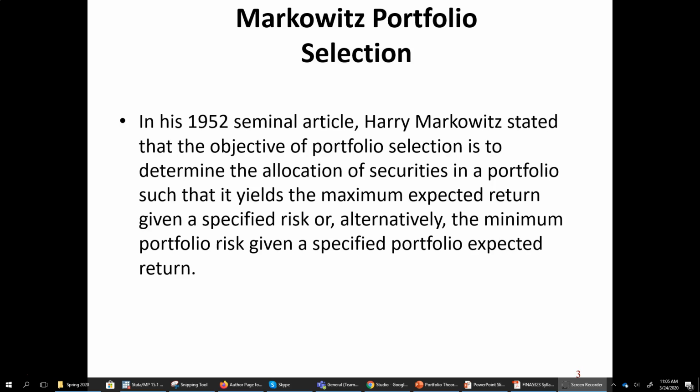Nobel Prize-winning economist Harry Markowitz, in his 1952 seminal article, stated that the objective of portfolio selection is to determine the allocations of securities in a portfolio that will give us the maximum expected return for a given, or specified, level of risk. Or we can flip that upside down and select a portfolio that has the minimum level of risk for a given portfolio expected return. Portfolios that meet those criteria are called efficient portfolios because they yield the best risk-return trade-off.